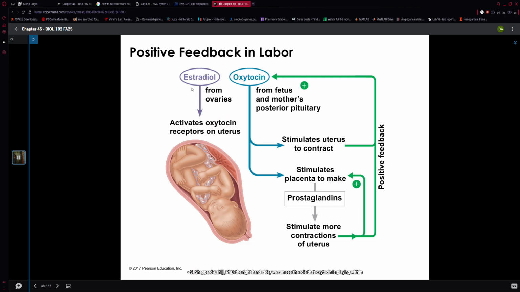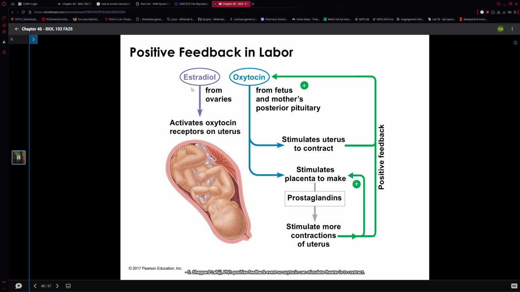But when looking at the right-hand side, we can see the role that oxytocin is playing within this process. So there's oxytocin from both the fetus and the mother, and that oxytocin is going to help with contraction of the myometrium, which is one of the layers within the uterine wall. And that uterine contraction helps with the process of stretching the cervix. And with that stretched cervix, that can promote additional contraction. So that would be a positive feedback event.